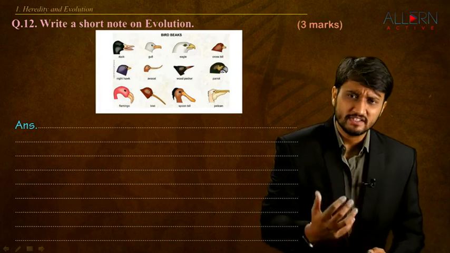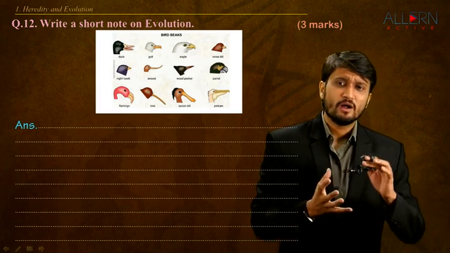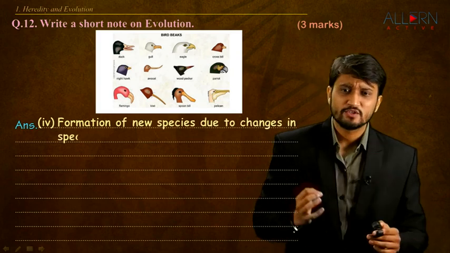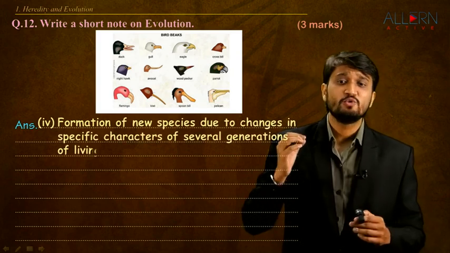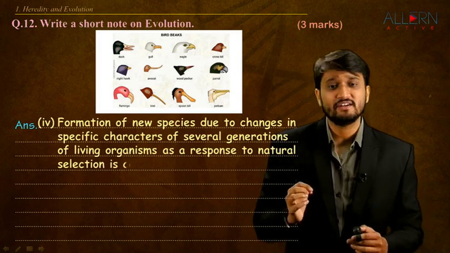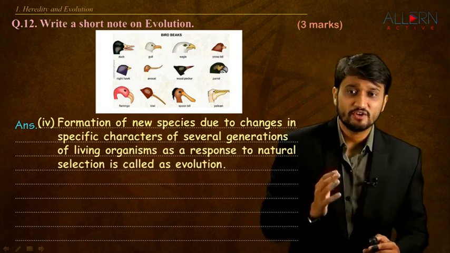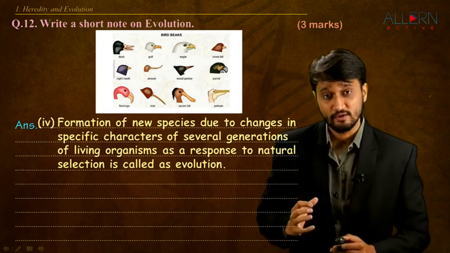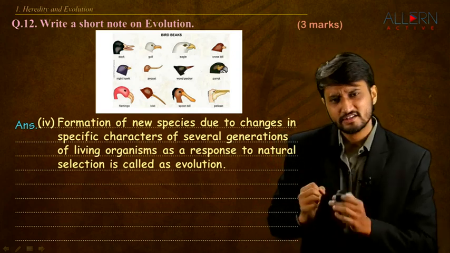Then we describe that the first living thing to have come on earth would have been a protoplasm, right? A simple substance. So formation of new species due to the changes in the specific characters of several generations of living organisms as a response to natural selection is called evolution. That's a definition. Let's understand this.